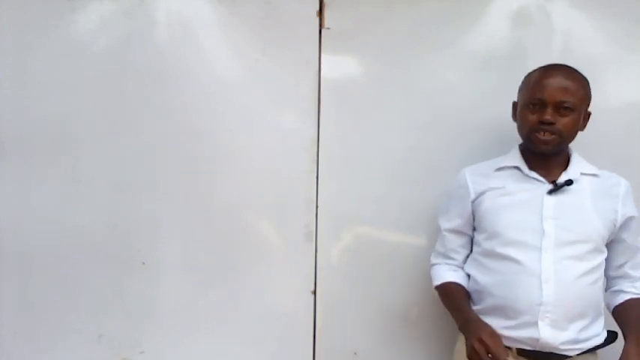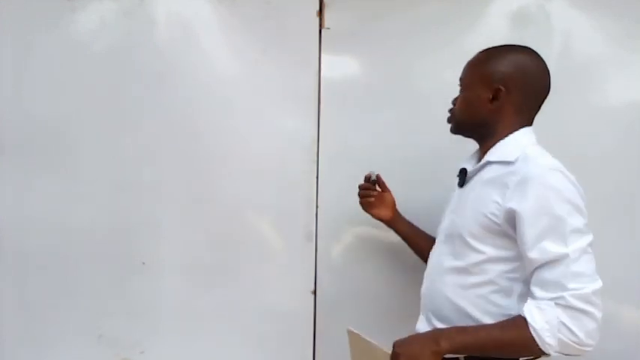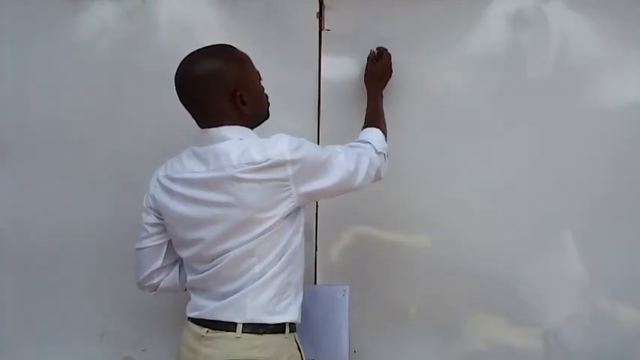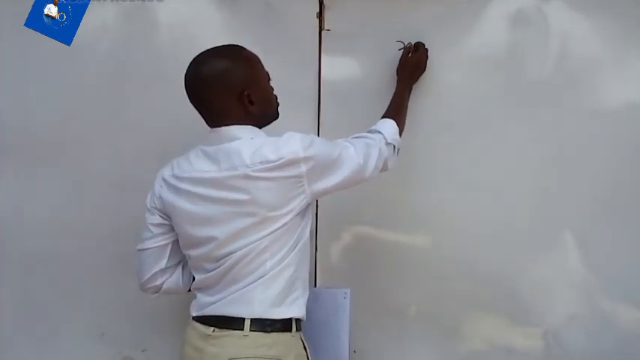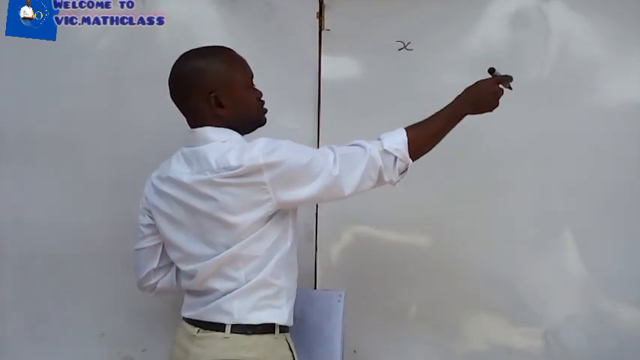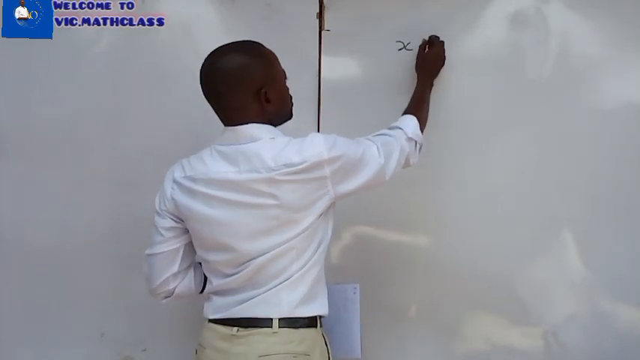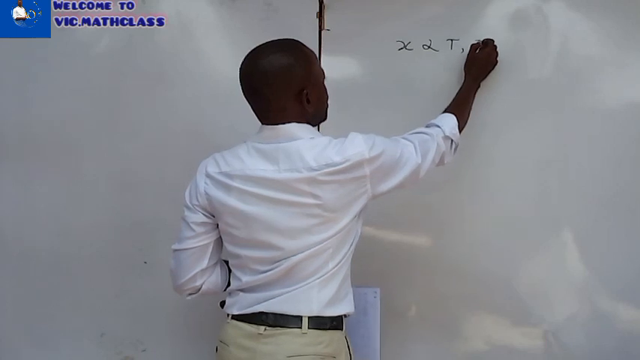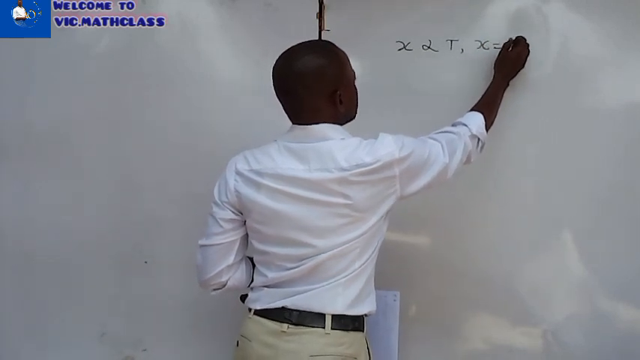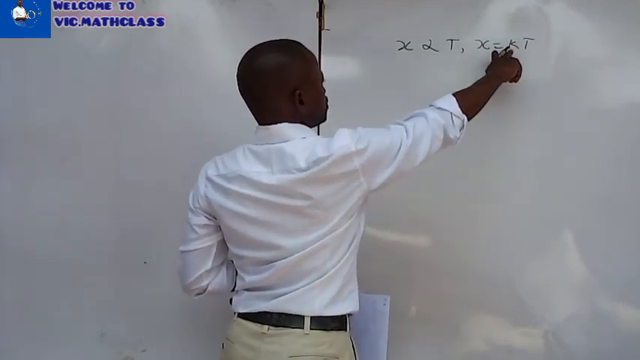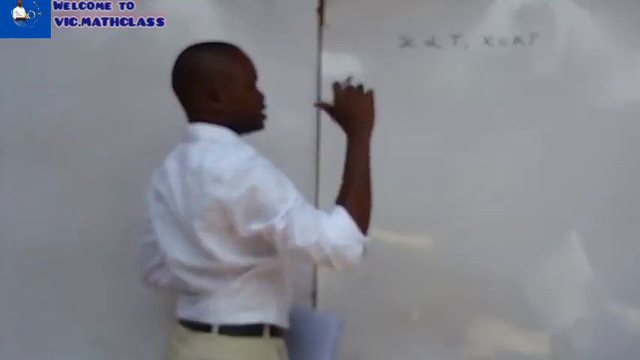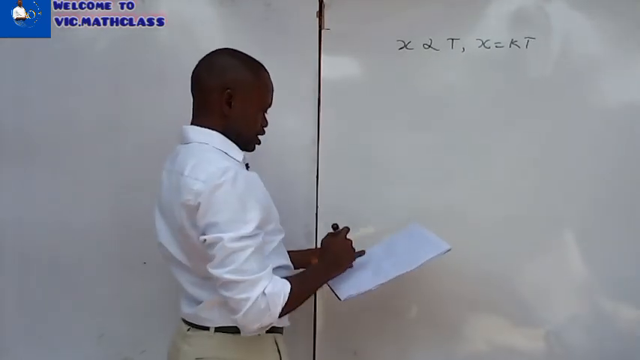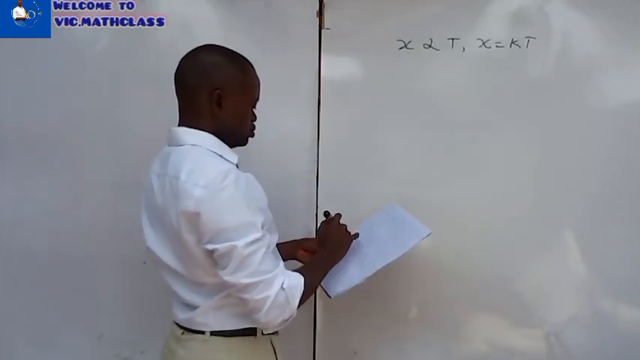So when we talk about inverse variation, how do we express it? If I say that x is directly proportional to t, you write it as x ∝ t, and then you say x = kt, where k is the constant of proportionality. I've done a class already on that.